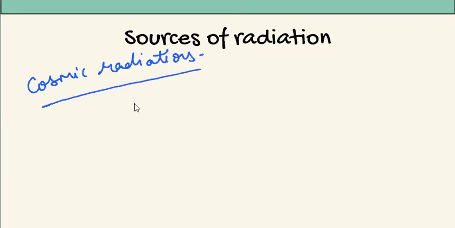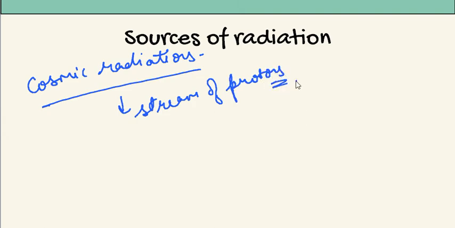What do you mean by the term cosmic radiation? These are nothing but a stream of protons, and the source is the sun. These are also radioactive in nature, and Earth's outer atmosphere is bombarded by the cosmic radiation. Cosmic radiations are ionizing radiations and penetrate Earth's surface and become absorbed by humans, which results in natural radiation exposure.